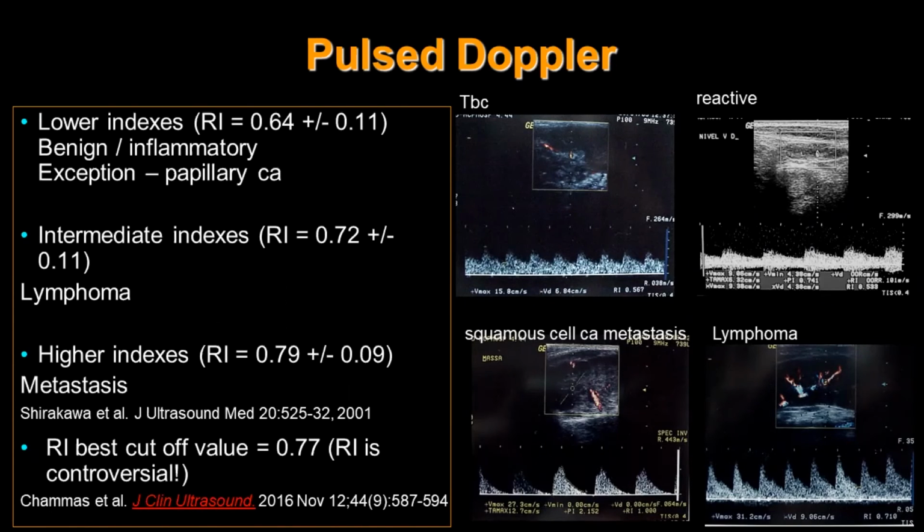Another possibility is to perform a pulsed Doppler. From the spectral analysis, we can calculate resistive indexes. In benign inflammatory disease, you can have lower indexes, with the exception of papillary carcinoma. Intermediate indexes you can see in lymphomas, and higher indexes in metastases, as you can see here. The best cutoff for RI is 0.77, but this RI is controversial.